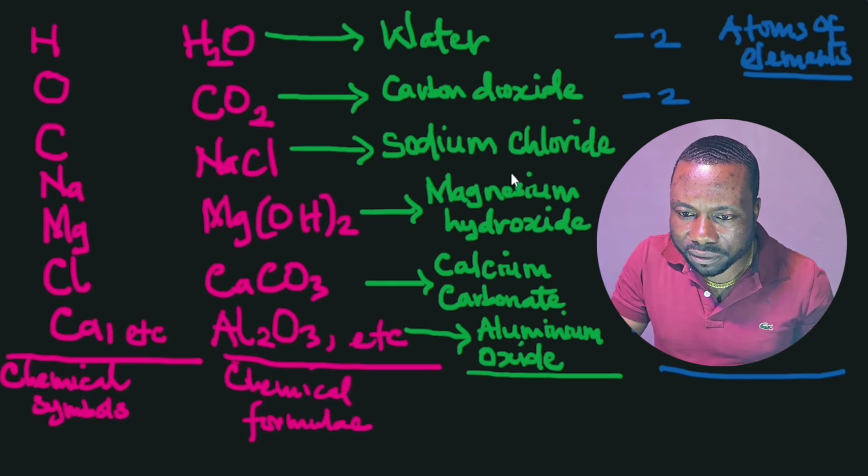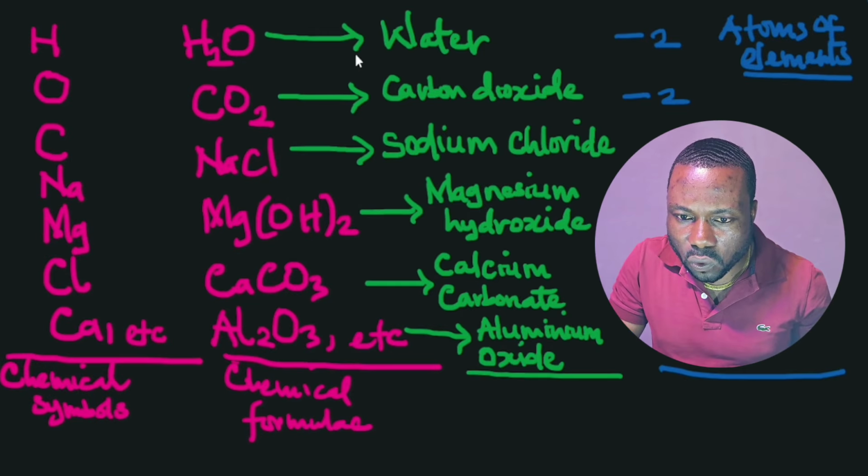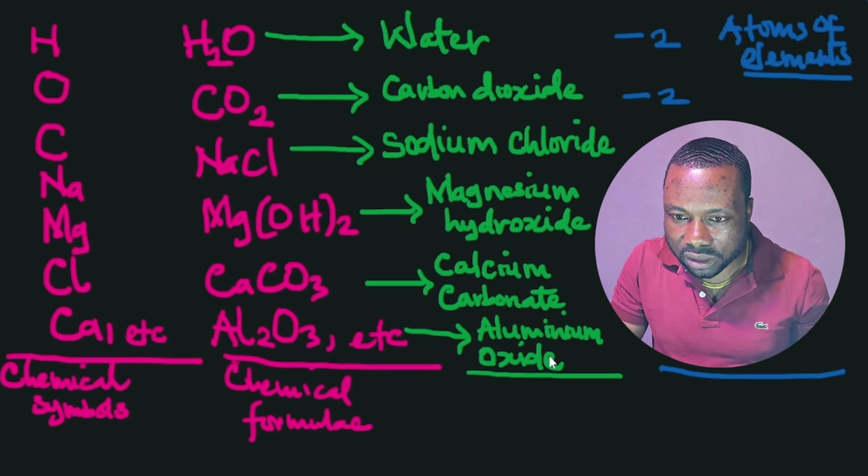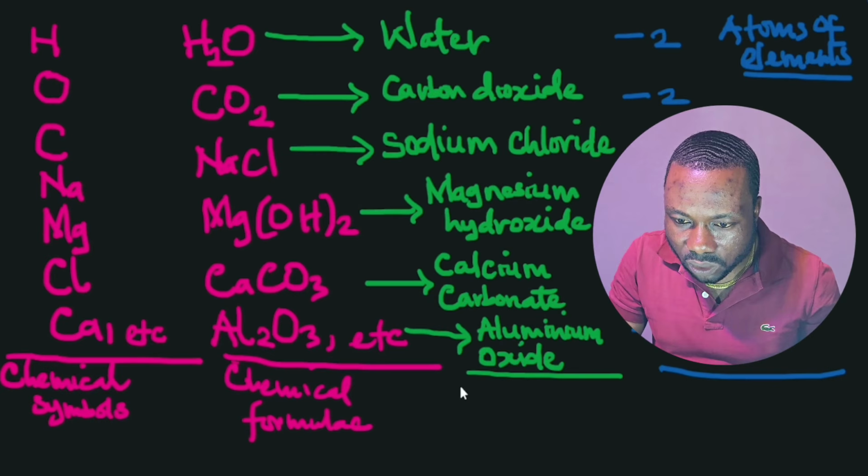Now looking at what I have here on the right, H2O is called water, CO2 is called carbon dioxide, NaCl is called sodium chloride, Mg(OH)2 is called magnesium hydroxide, CaCO3 is called calcium carbonate, and Al2O3 is called aluminum oxide. Now, water, carbon dioxide, sodium chloride, magnesium hydroxide, calcium carbonate, and aluminum oxide. How do we call them? We call all of these compounds.